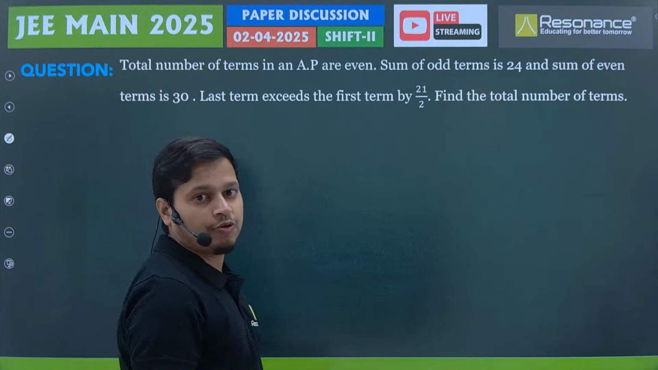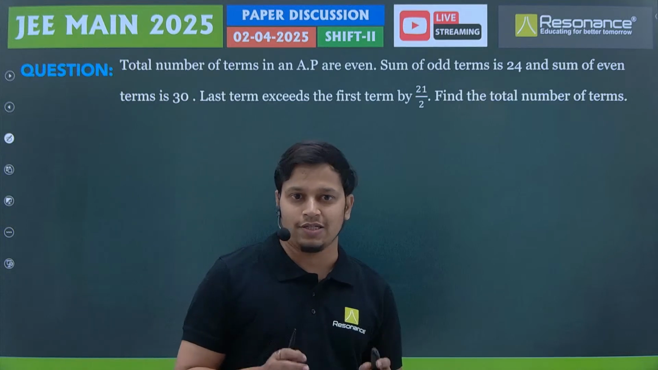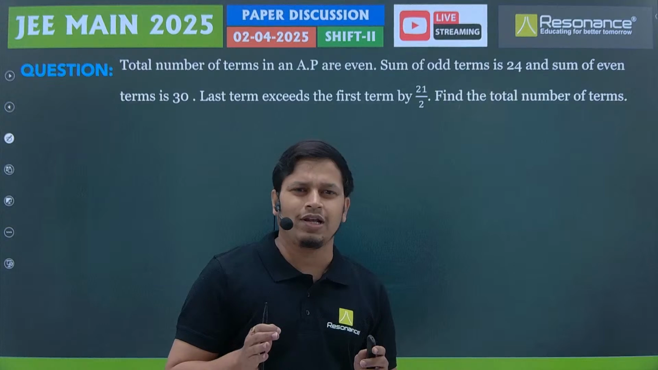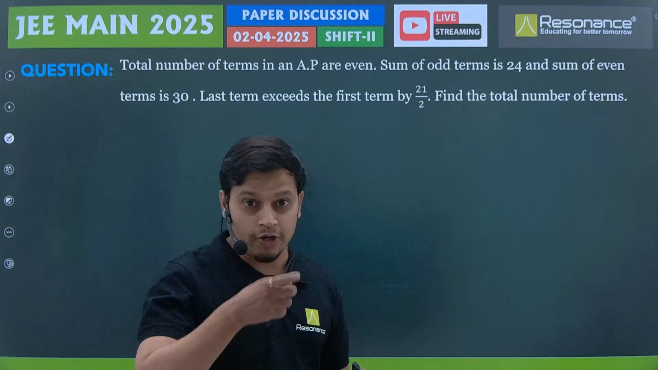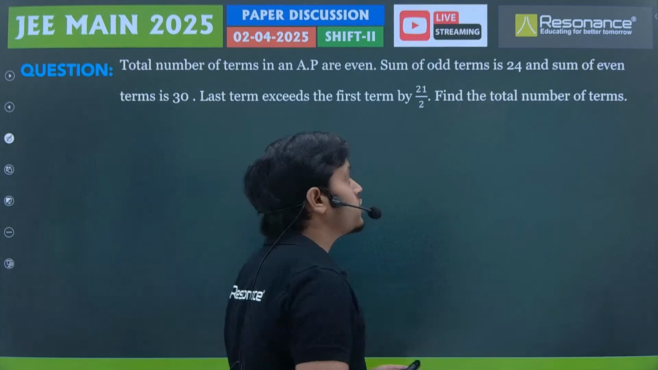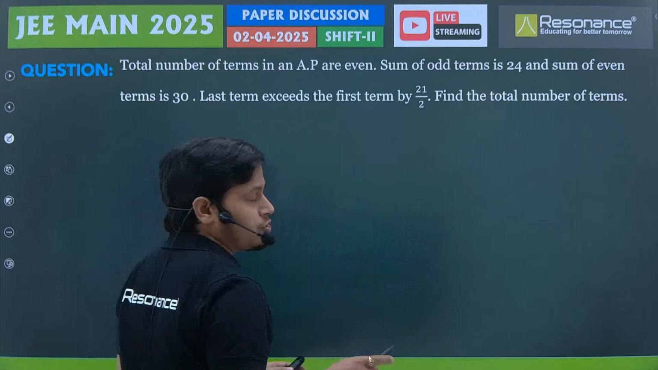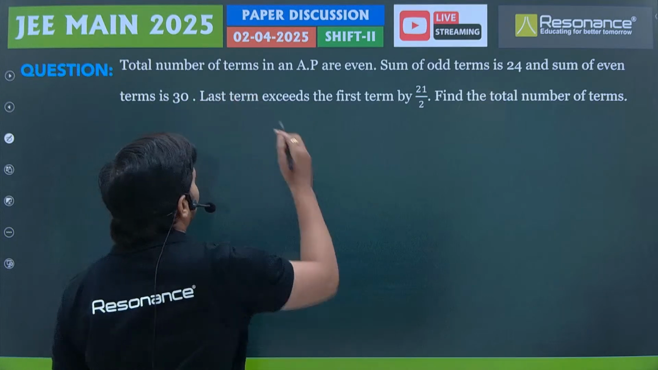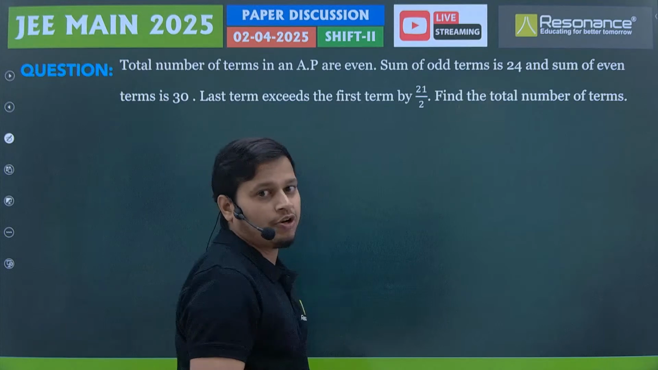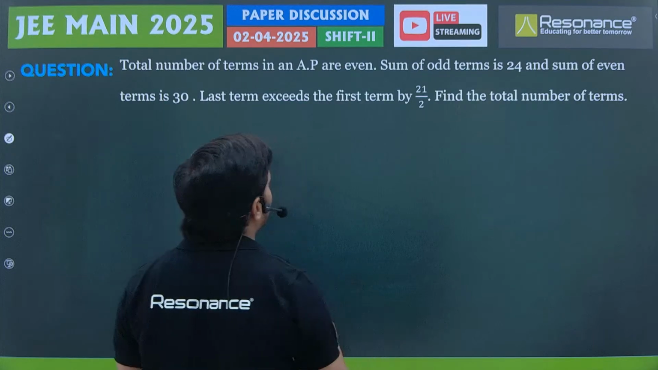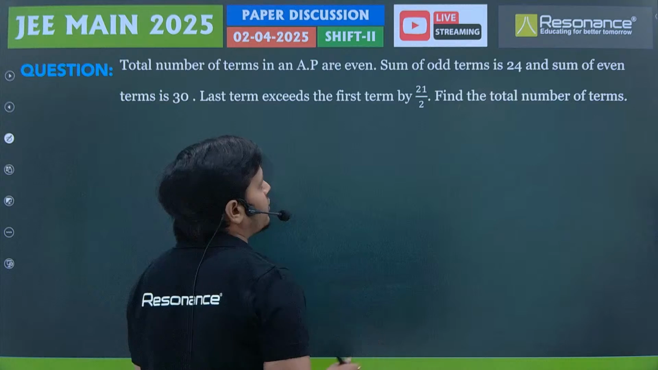This is the question from the chapter sequence and series. Easy problem, not easy, but in every lecture note you will see this kind of problem. Exactly the same problem is in the ratio sheet and lecture notes. Total number of terms in the AP are even, so we use 2n terms. We assume that 2n is the number of terms.